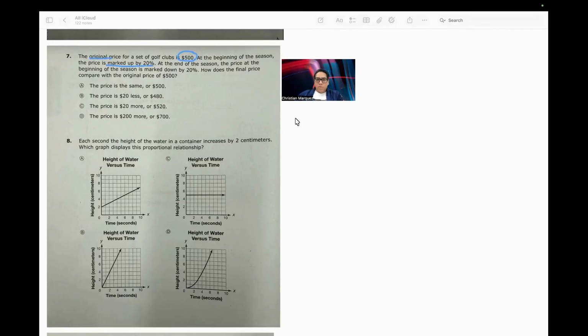So write down markup. The markup is the price that is going to be increased. The markup is 20% off $500. The number 20% is actually 20 out of 100, and the word off in math is represented by multiplication. The number 500 is just 500.